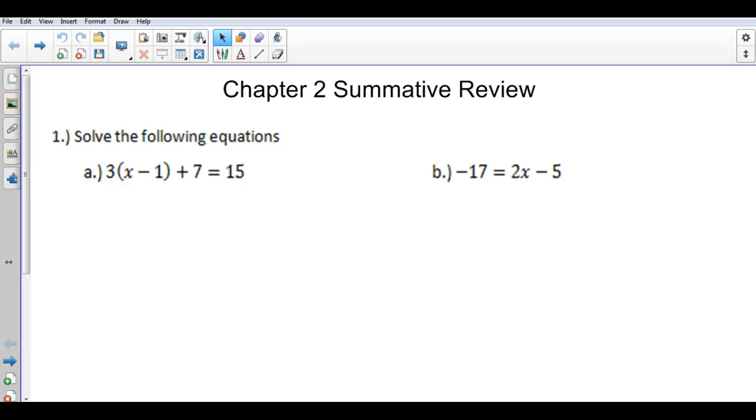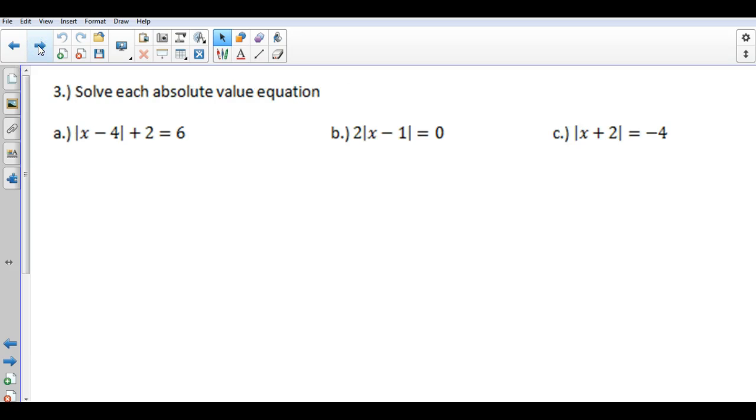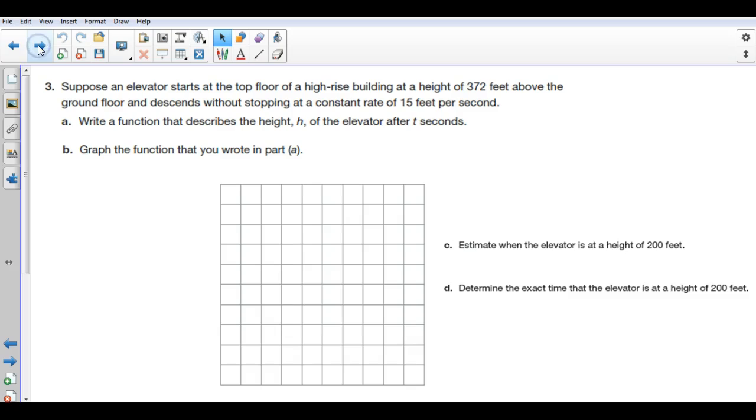Hello, we are going to review Chapter 2 in this video. So let me just give you an overview here. What we're going to do is start by solving equations, then we're going to move on to solving just regular inequalities. We'll go on to absolute value equations, and then we'll go on to absolute value inequalities.